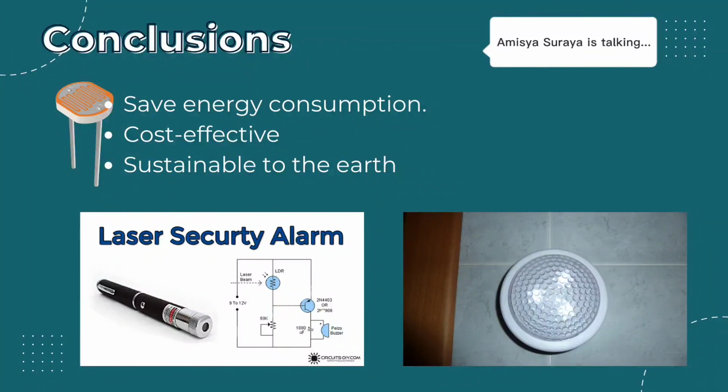In conclusion, photoresistor can really save energy consumption. Other than that, it is also cost-effective and sustainable for our one and only Earth. Photoresistor is a very useful sensor and has a variety of applications. Besides streetlights, it can also be used in alarm devices, light detectors, and many more.